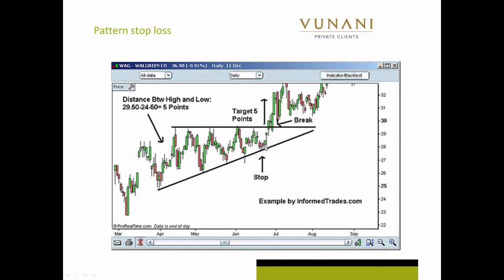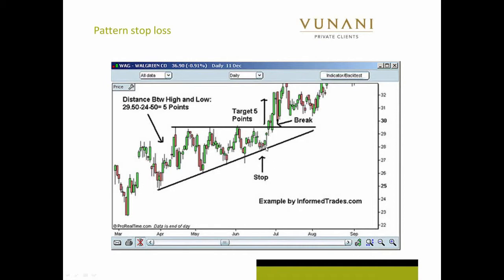a bounce off the support line again, as with the symmetrical triangle before, you'd be buying a bounce off this bottom, maybe taking profit here if you're a little bit conservative. But then break traders would typically buy the break out of this flat top triangle and then look for a lot more upside. For them, it's quite easy because once they've traded the break, they would place their stop loss back inside the triangle as with the symmetrical triangle.